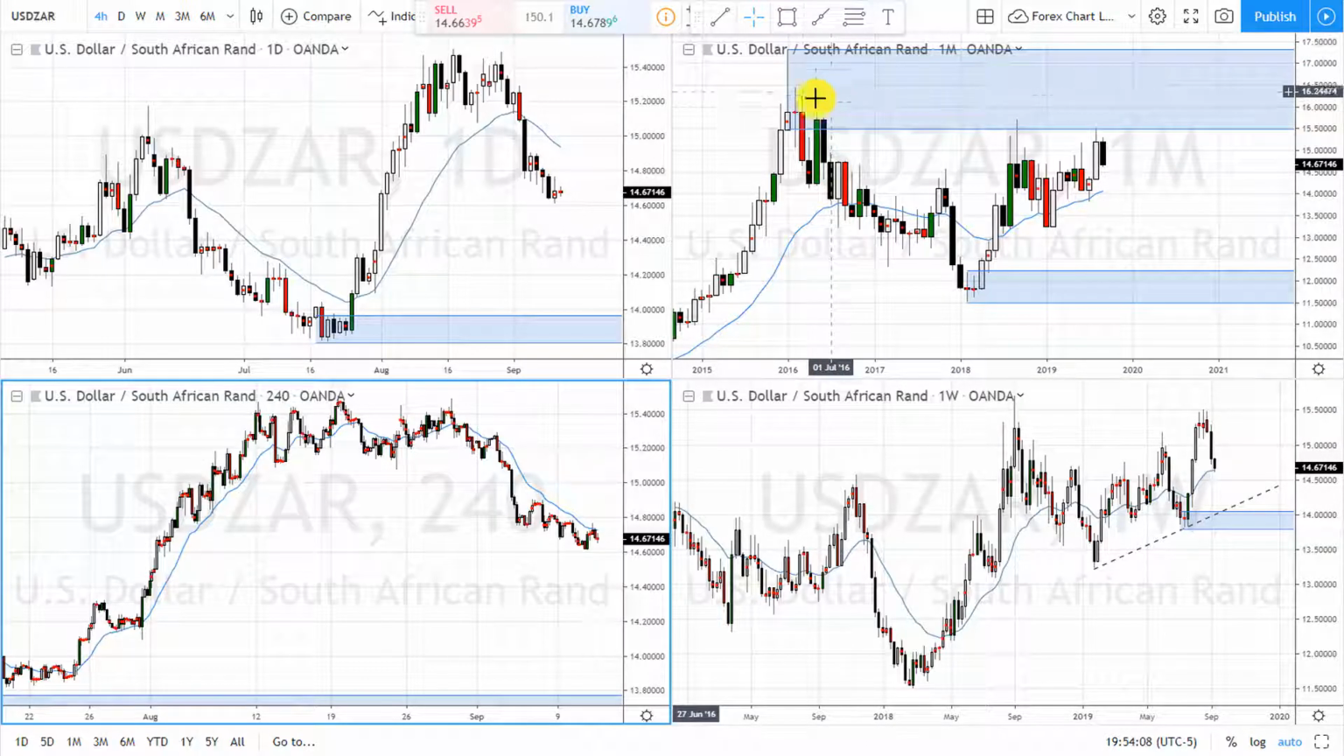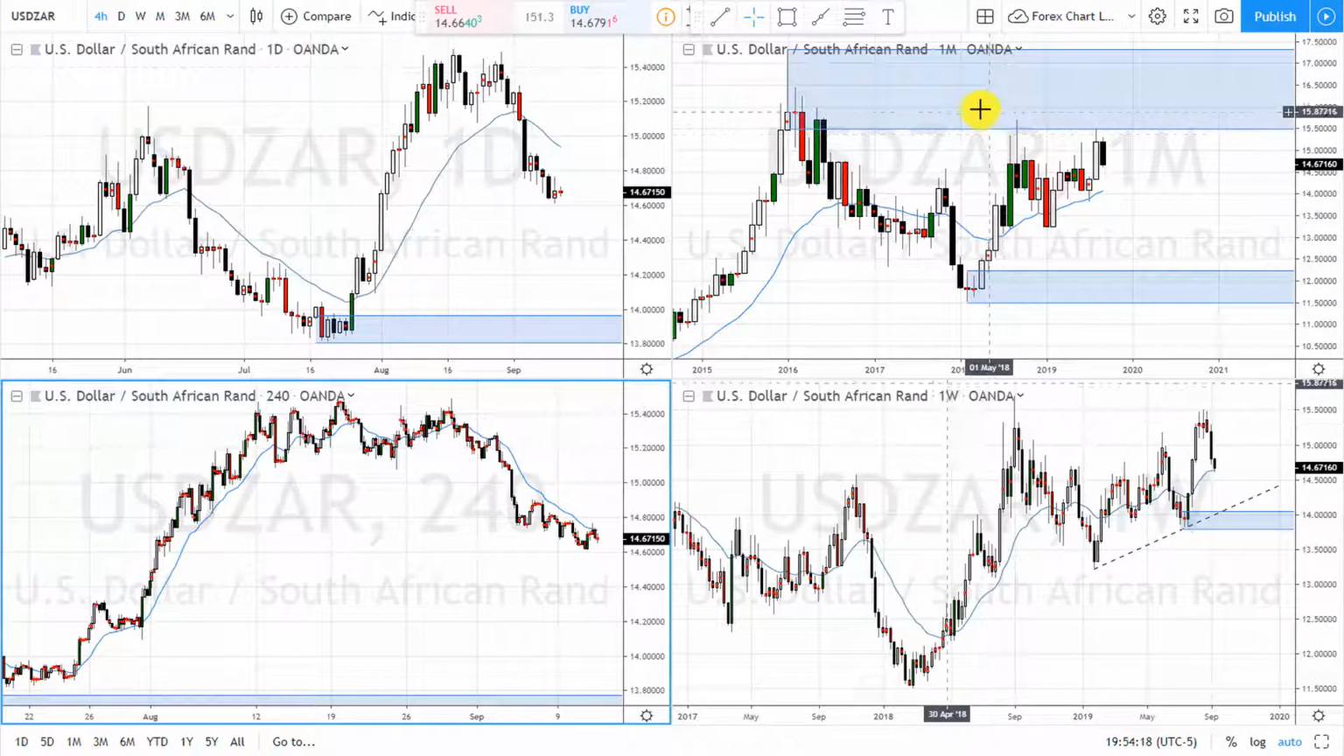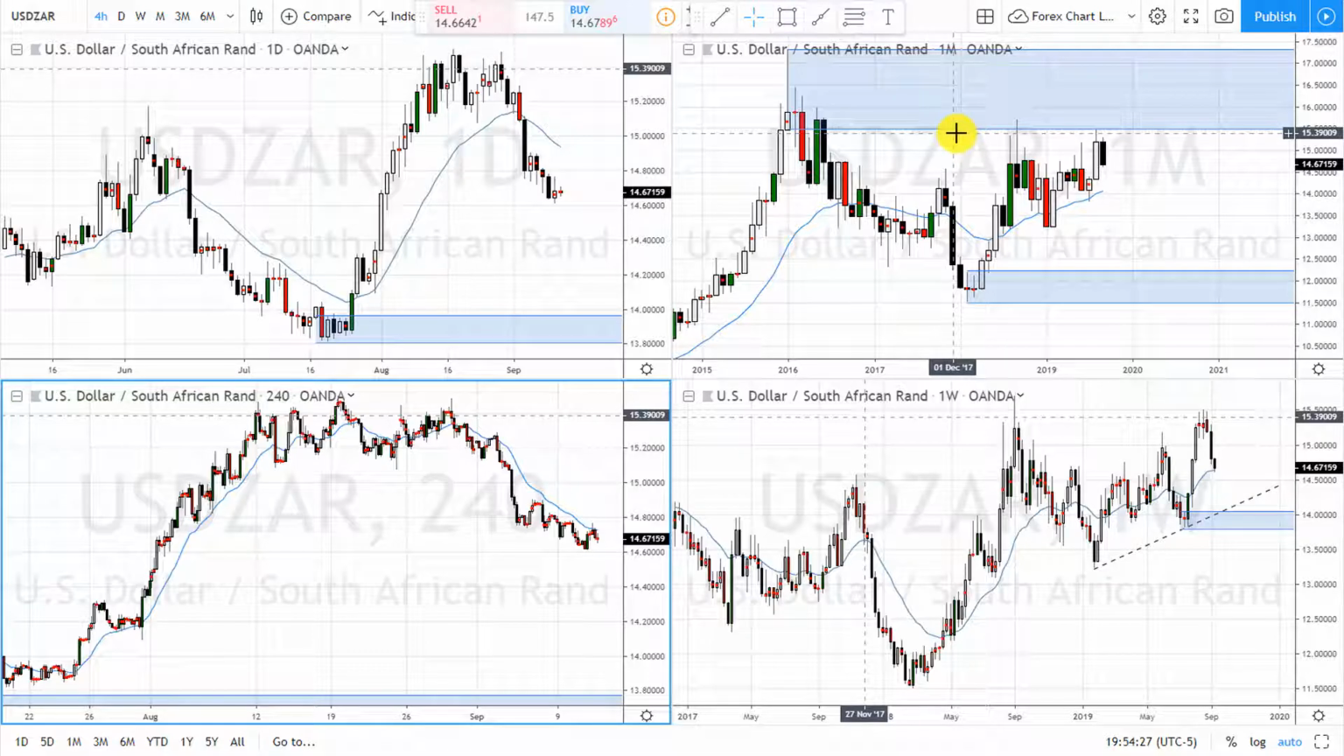Poor basing, long wicks, but it's a very high time frame, so its likelihood of holding is much better than, let's say, a daily or 4-hour zone, because this is a higher time frame, monthly zone.